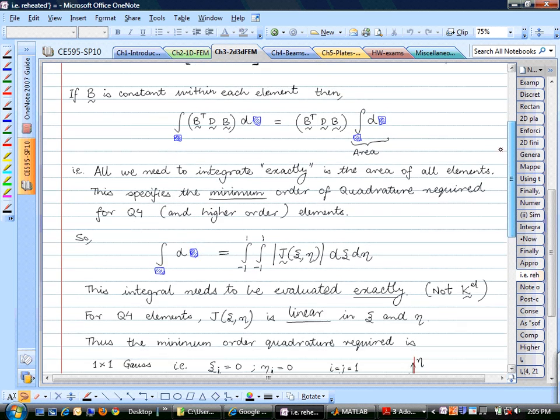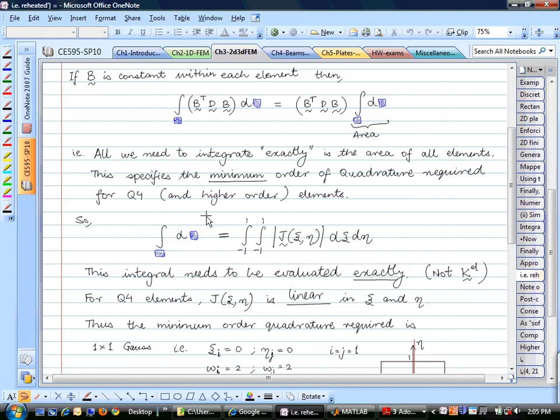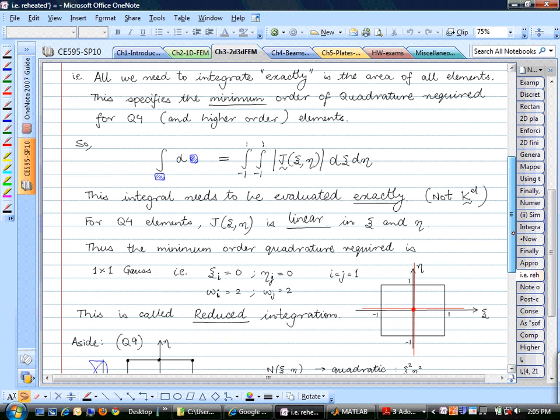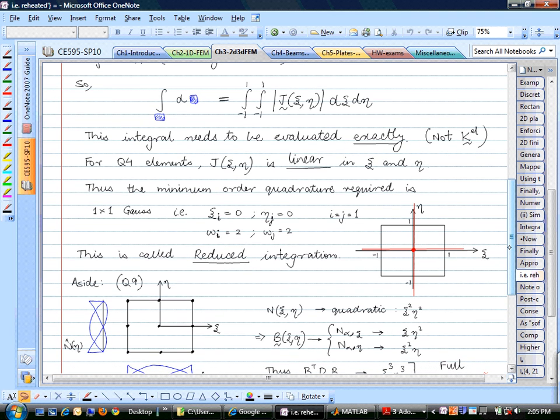So I think somewhere was this, right? If the stress state is constant, as you take in the limit, you can pull this out of the integral. What you will be left with is this type of thing, and you need to be able to integrate this domain integral exactly, which means integrating the determinant of the Jacobian. We found that for the Q4 elements, the Jacobian is linear in C and eta. Therefore, the determinant of the Jacobian would be quadratic.